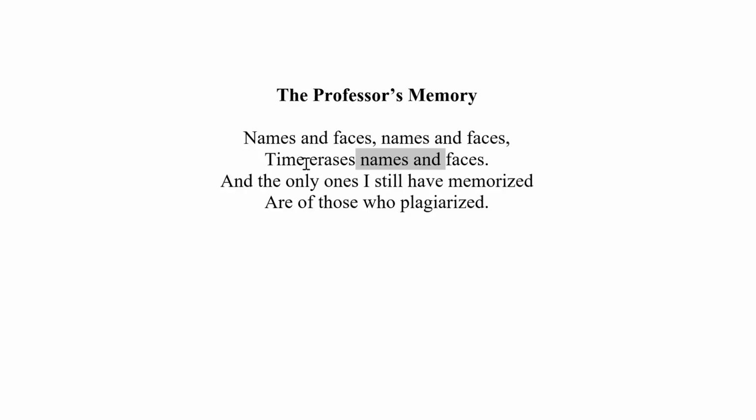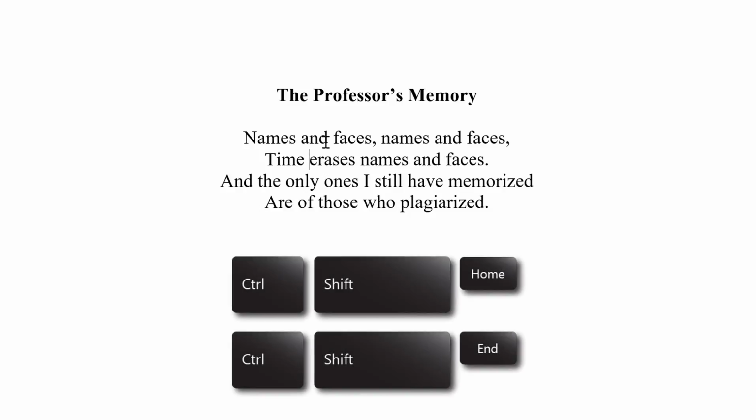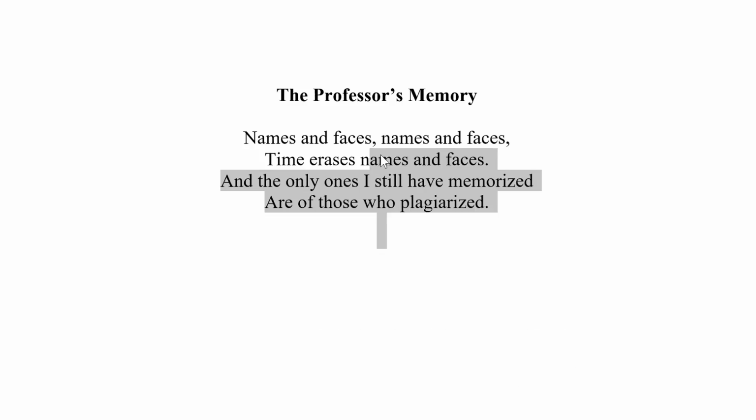If you hold down Control and Shift and then the Home key, you're going to select everything to the front of your document or to the front of your cursor. Whereas if you hold down Control and Shift and then press the End key, you're going to select everything to the end. And that can be tremendously useful because let's say you have a document that's 20 pages long and you want to highlight the second set of 10 pages. You don't want to have to drag your cursor all the way down.